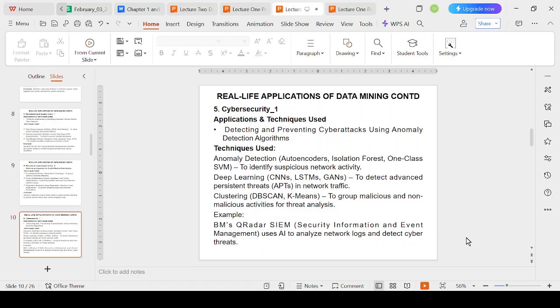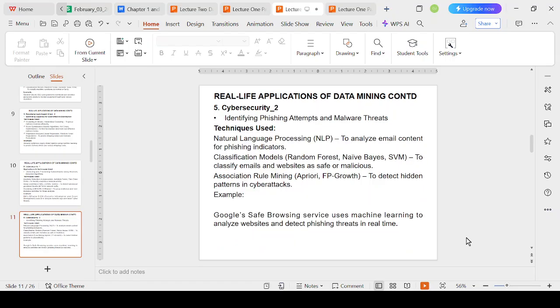Clustering, DBSCAN, and K-means can be used to group malicious and non-malicious activity for threat analysis. So this can be applied to identify phishing attempts and malware threats. We can use natural language processing.